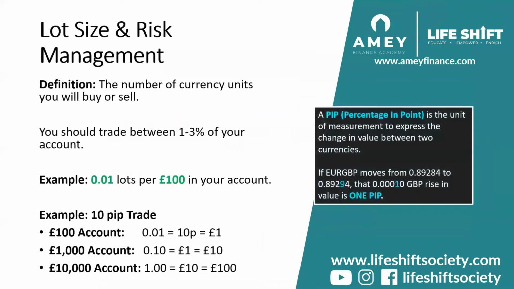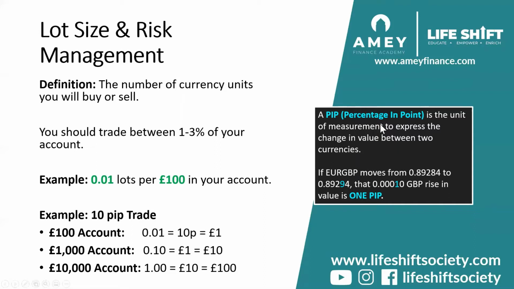Lot sizes and risk management. Now, this is the number of currency units you will be buying or selling. You should trade between 1 to 3% of your account. An example of this is 0.01, which represents 10p for every pip. So you'll do 0.01 lots per £100 in your account. This is 1% of £100.